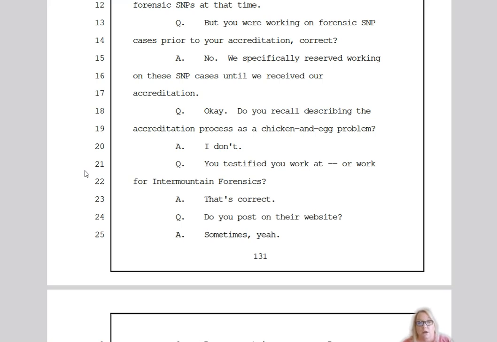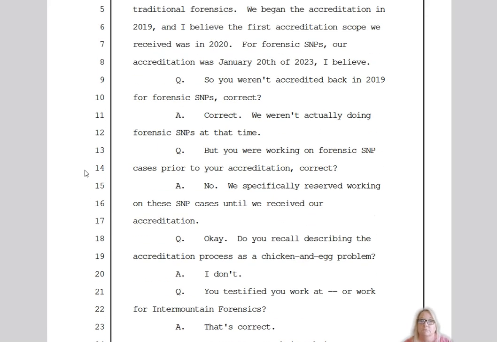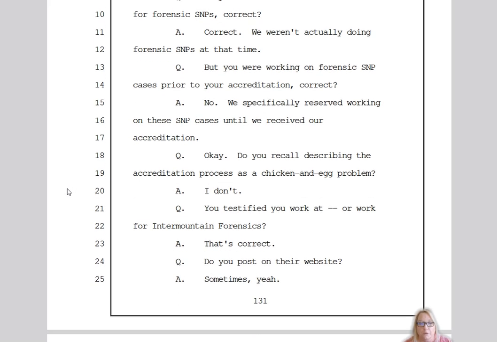But you were working on forensic SNP cases prior to your accreditation, correct? He says, no, we didn't work on those until our accreditation. January of 2023. Interesting. Side note, okay.